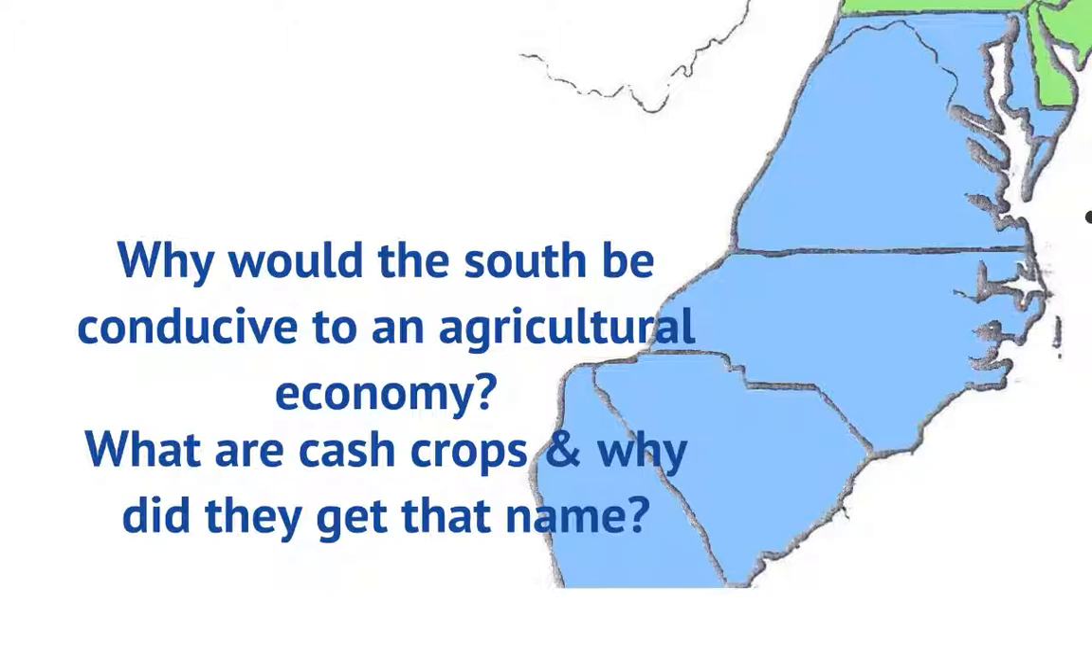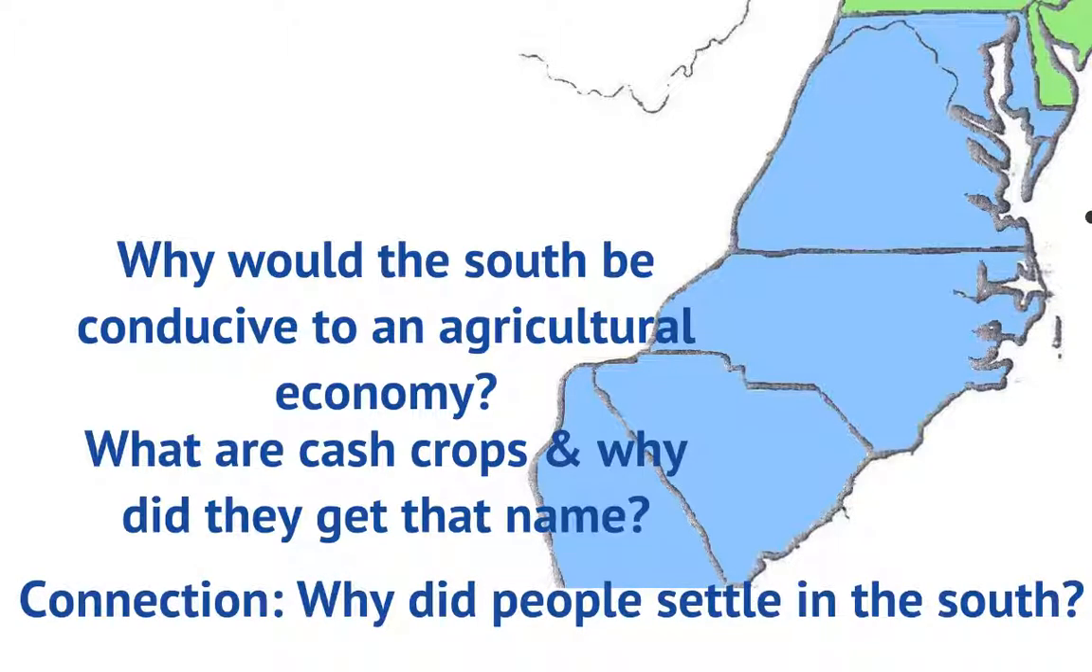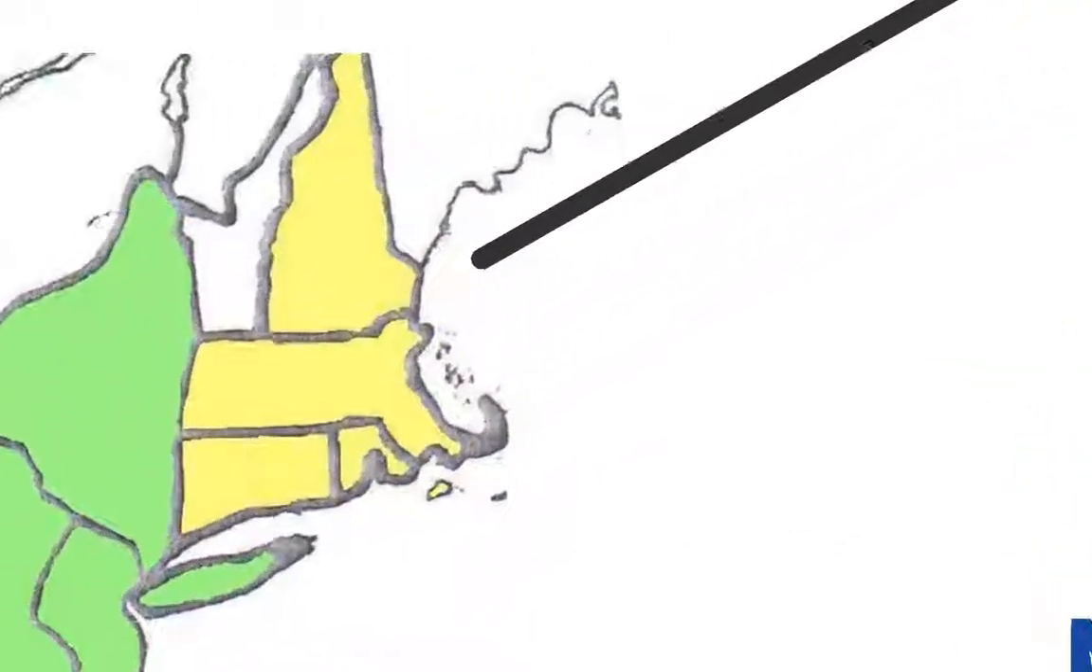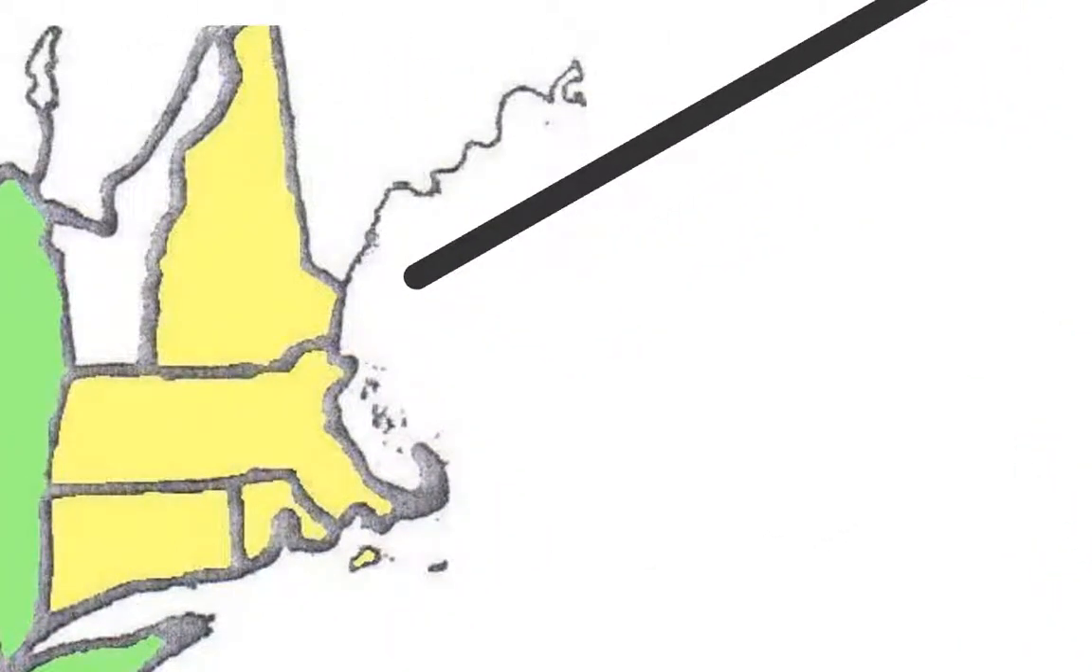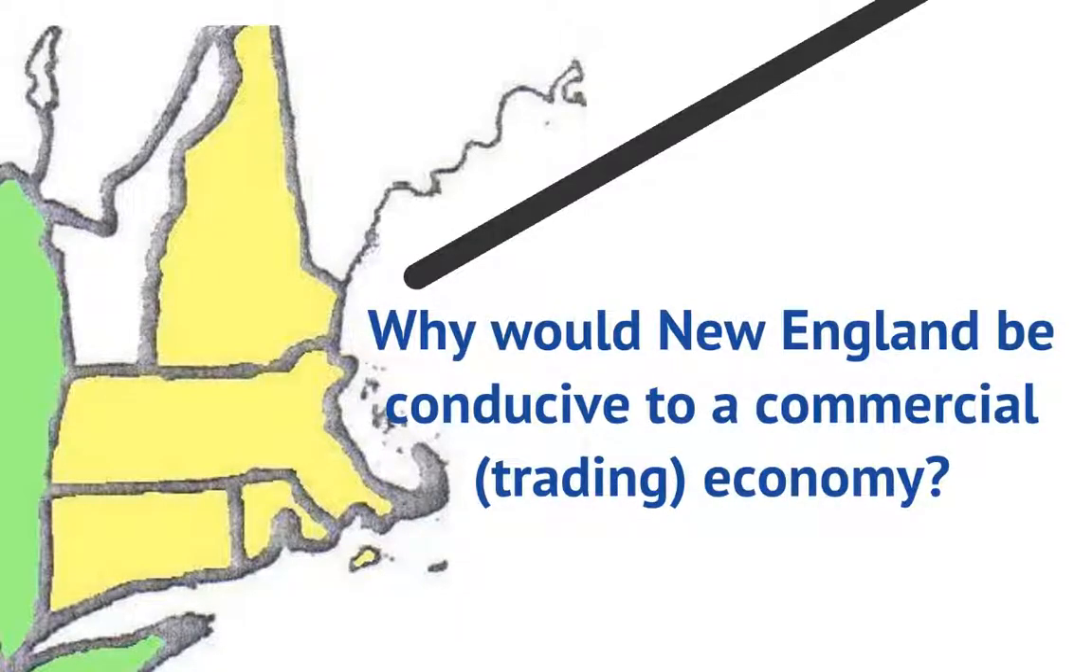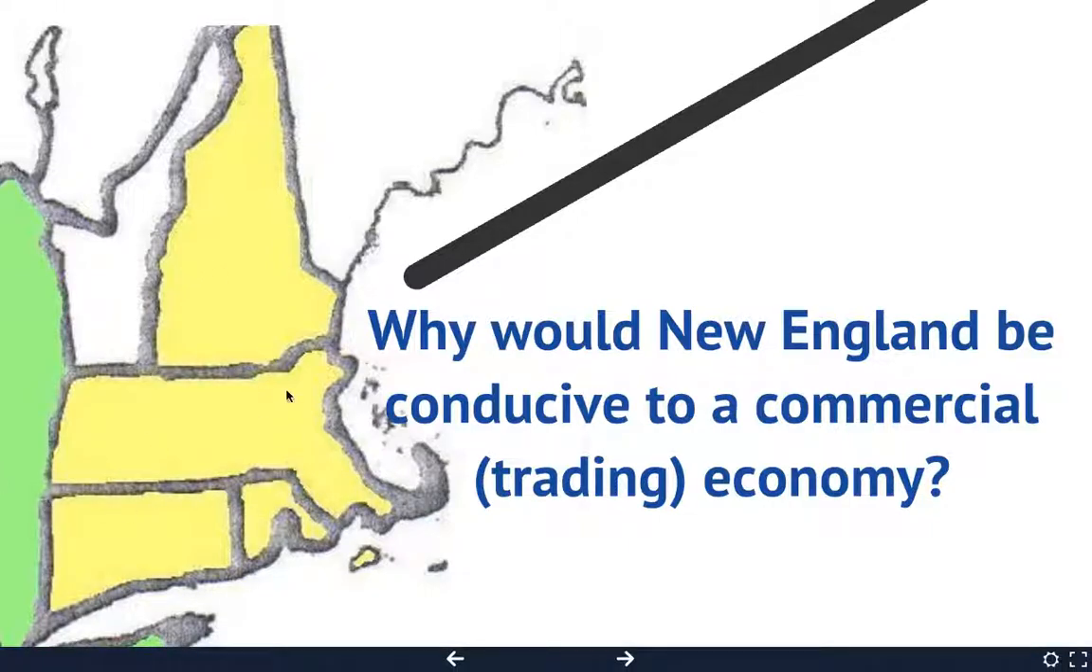So, why did people come to the South is something that you should be able to answer. I'm going to let you make that connection while we go up here to the north. When we're looking at the New England colonies, the northern colonies, why is New England conducive to commercial trading? And hopefully you can tie that back into their weather as well as their very, very rocky soil.